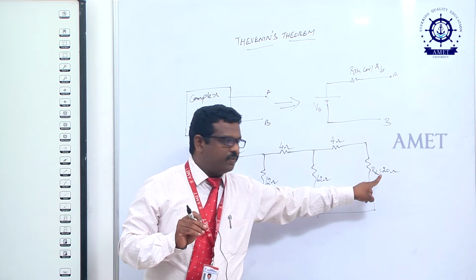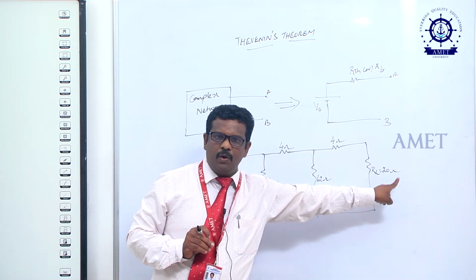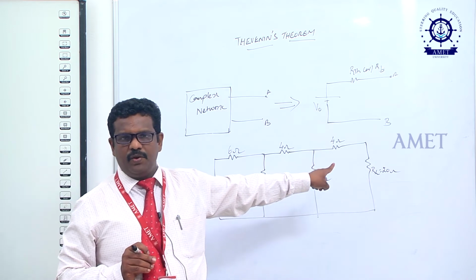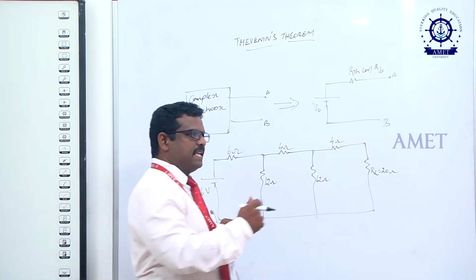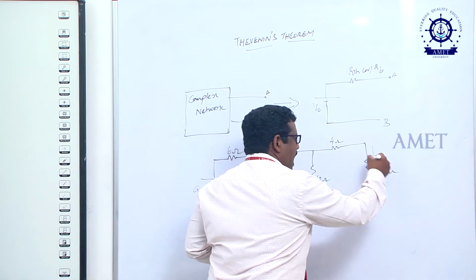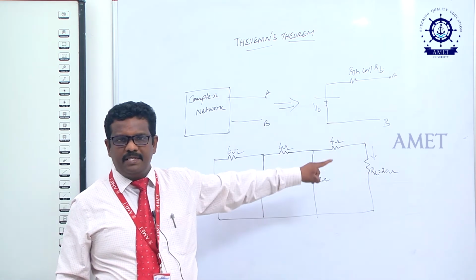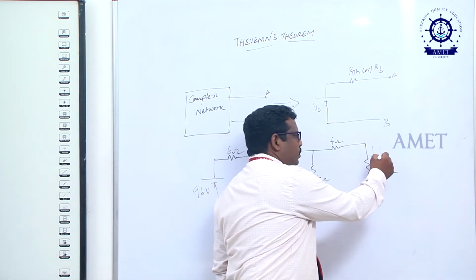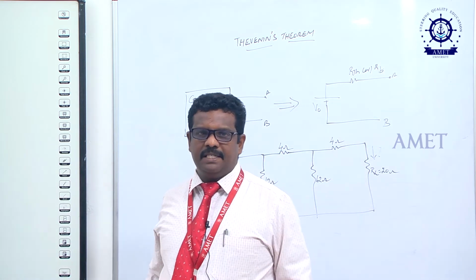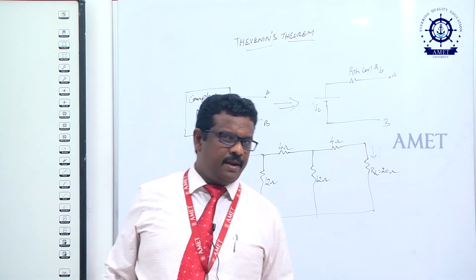That is the load, the 20 ohm resistance. From that we are going to find the current flowing through RL, or otherwise they can simply give an arrow mark. This arrow head means that is the load. We have to find the current flowing through this particular resistance, which is called the load current, right.